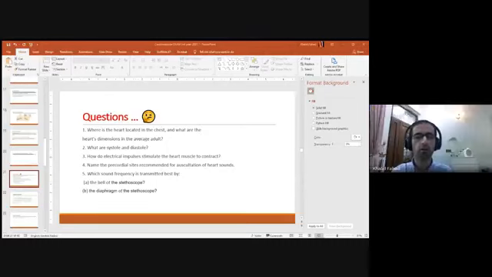Okay. So I'm going to briefly go over the basic questions for our lecture. Where is the heart located in the chest? What are the systole and diastole? How do electrical impulses stimulate the heart muscle to contract? Name the pericardial sites recommended for auscultation. Which sound frequencies are transmitted by the bell of the stethoscope and the diaphragm of the stethoscope? Okay.